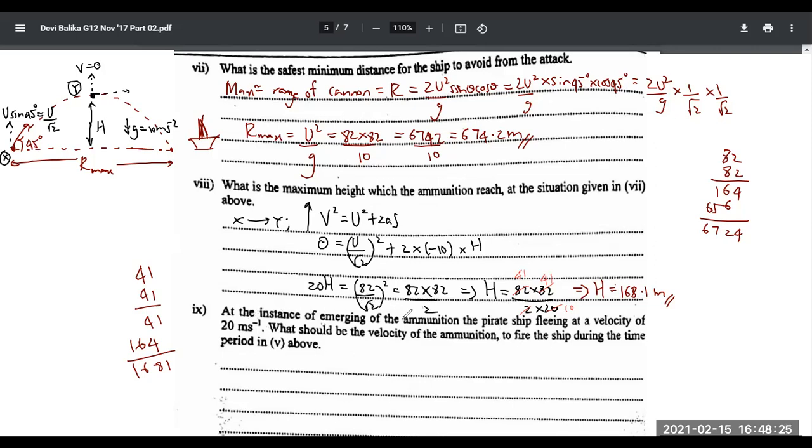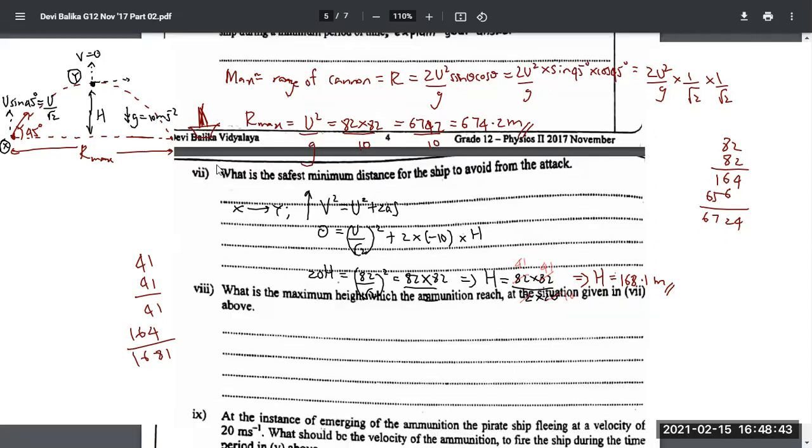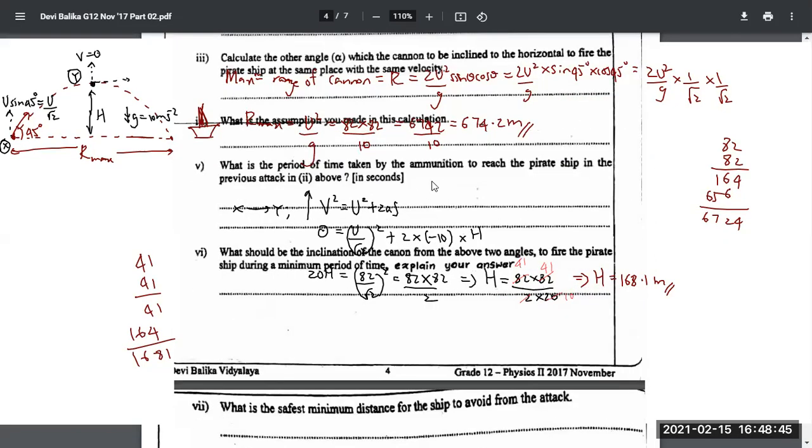At the instance of emerging of the ammunition, the pirate ship is fleeing at a velocity of 20 meters per second. What should be the velocity of ammunition to fire the ship during the time period in 5 above? Okay. We have to go back to 5 and see what they're talking about. In 5, Roman 5.